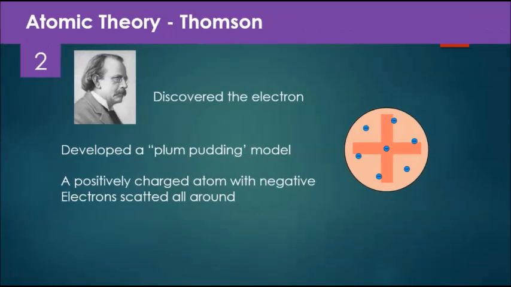After Dalton comes Thomson, and Thomson discovered the electron, and his model was one of a positively charged atom with electrons scattered all around it, and it's often called the plum pudding model, and it's often referred to as kind of like raisin bread, where the raisins are scattered through the bread.